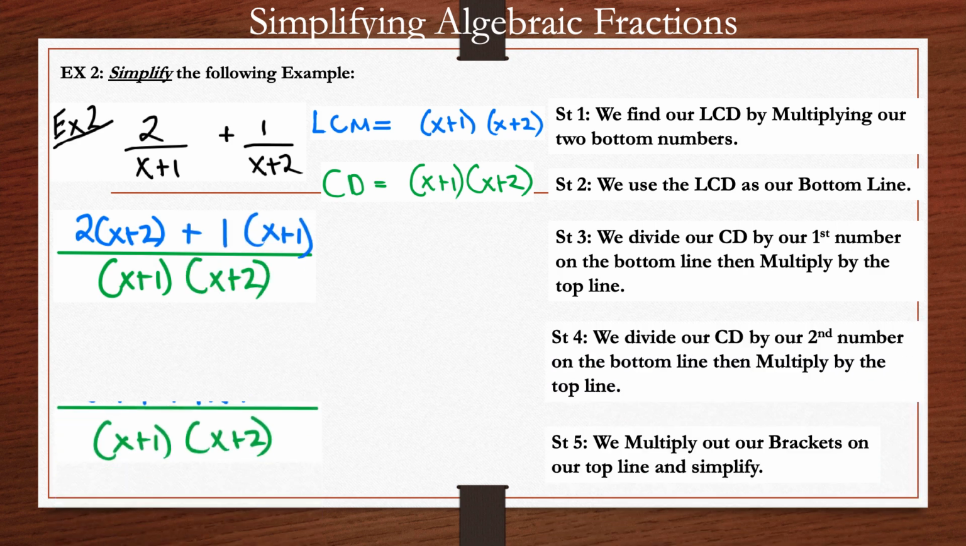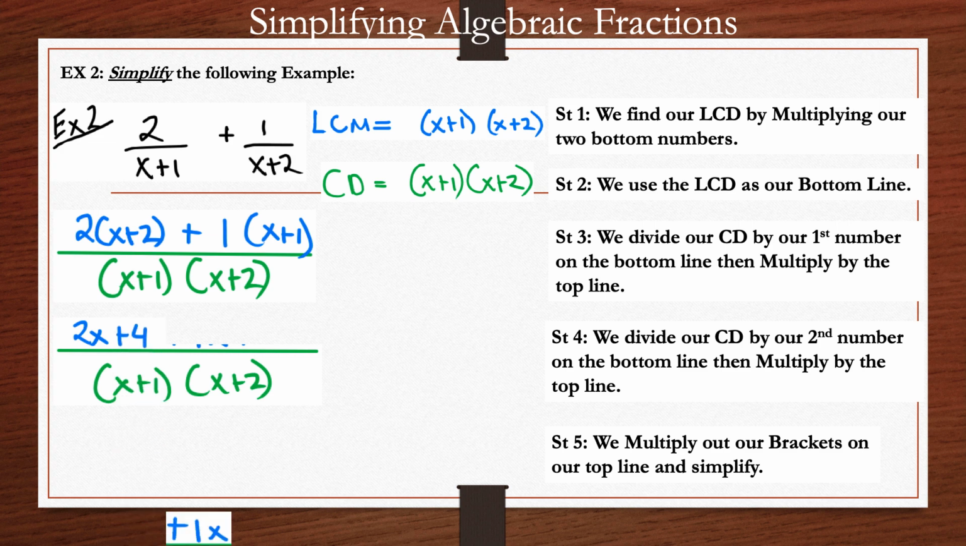2 by x is 2x, 2 by 2 is 4, 1 by x is 1x, 1 by 1 is 1. Simplify it, you're left with 3x plus 5 over x plus 1 and x plus 2.